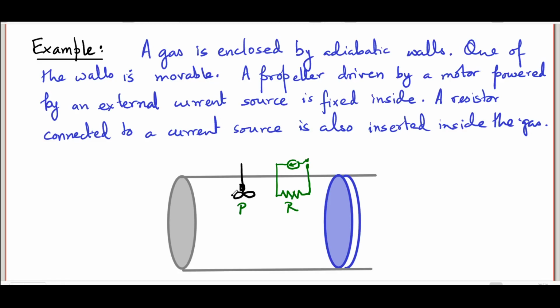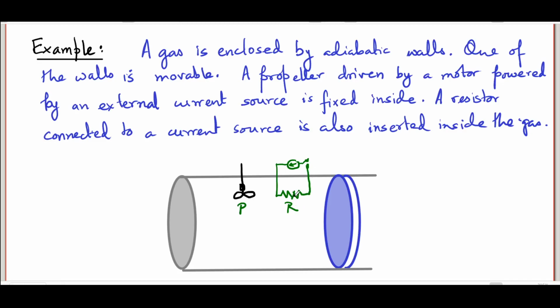There is a propeller which has been introduced inside through a tiny airtight hole on the wall of the cylinder, and this propeller can be rotated by driving a current into the motor here from the outside. Now this is the means of supplying energy to the gas from outside, despite the gas being enclosed by adiabatic walls. So this also counts as work.